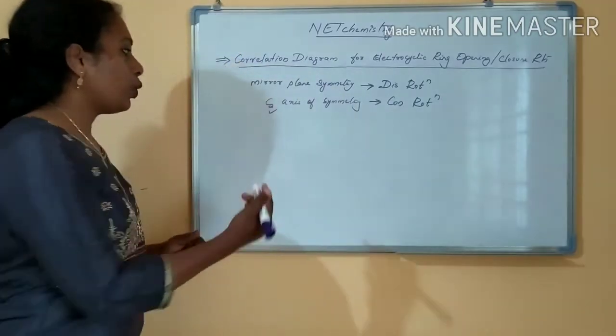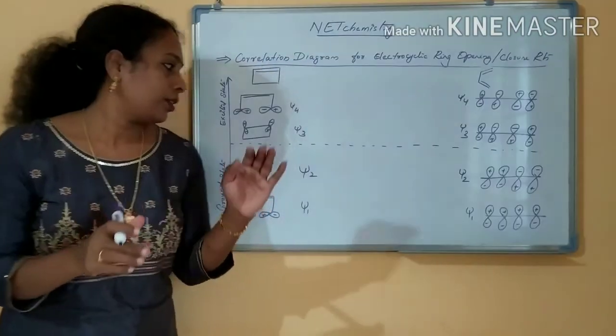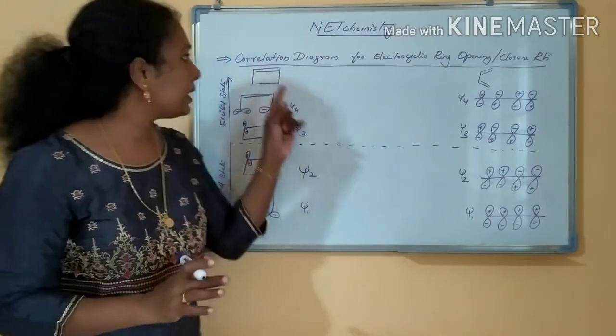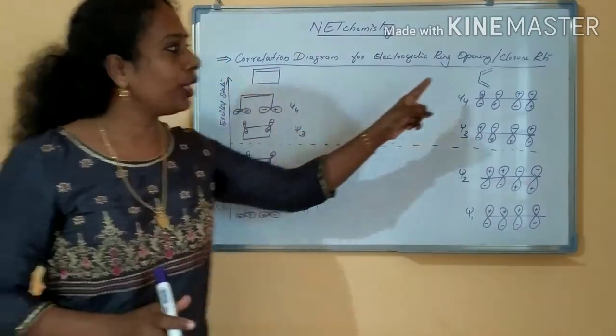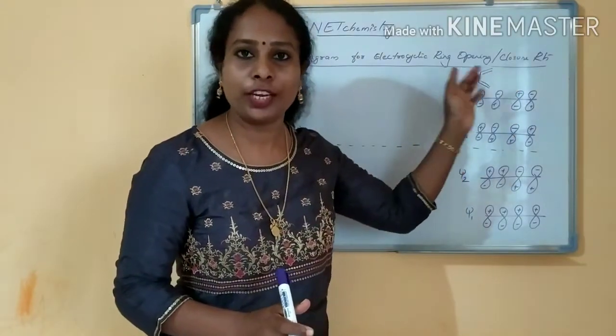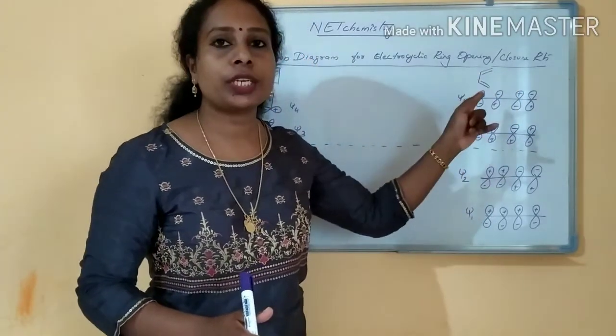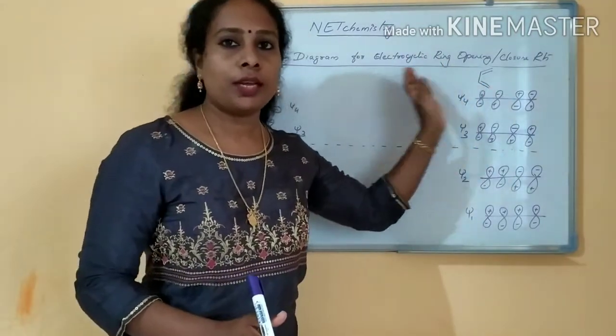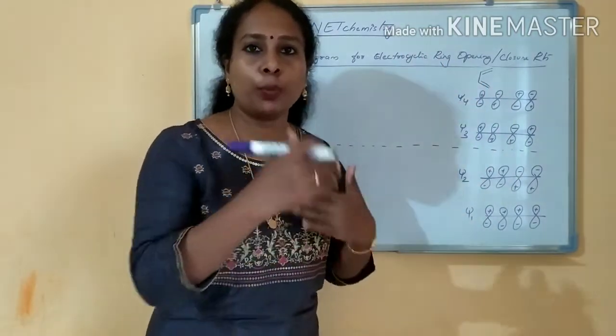I will draw the correlation diagram. Here I have written all the molecular orbitals. Here it is a ring closure of cyclobutene and it is 1,3-butadiene. That you understand, right? This is a ring closure reaction, and vice versa ring opening also. The same reactant and product you are getting, ring opening and ring closure.